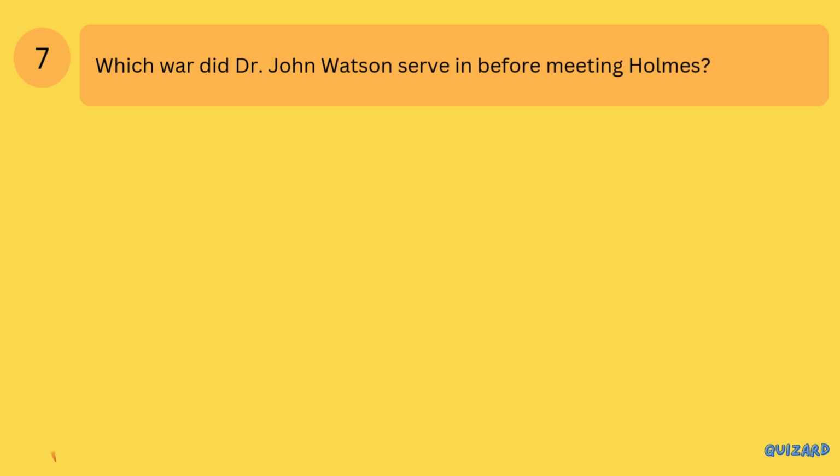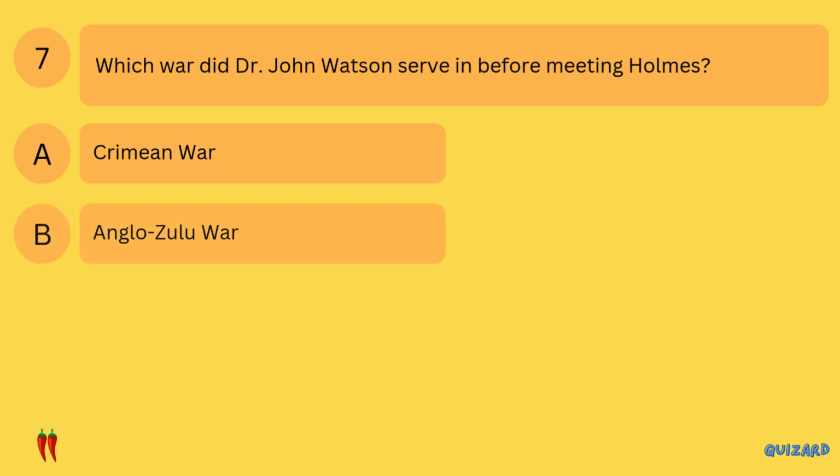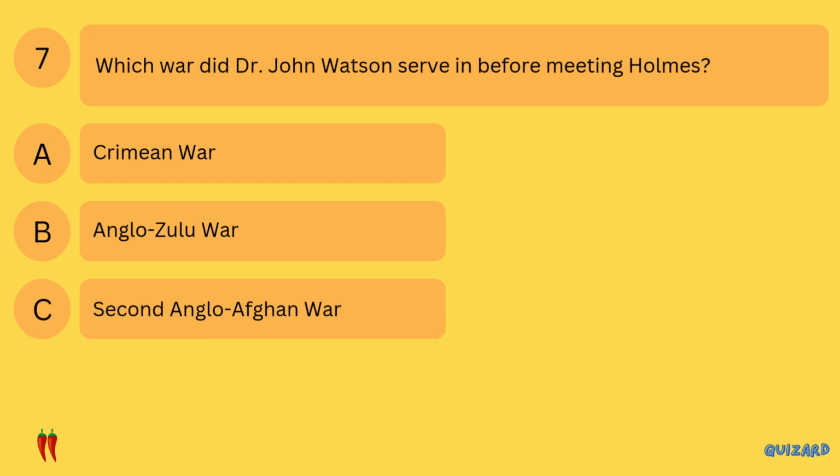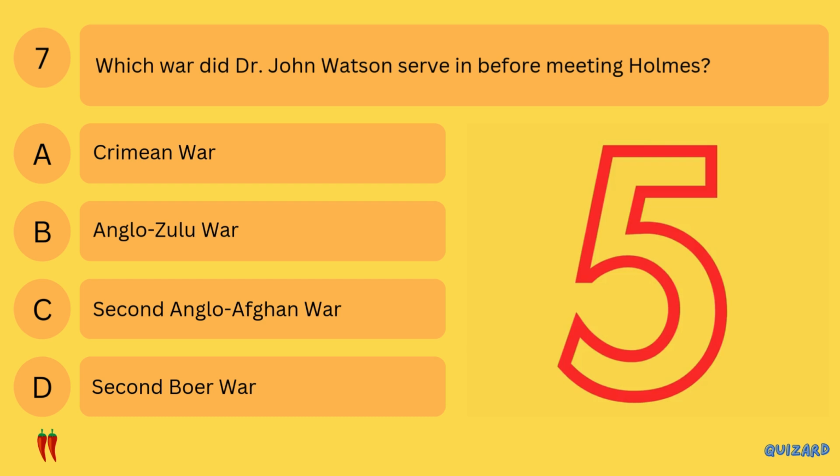Question 7. Which war did Dr. John Watson serve in before meeting Holmes? The options are A. Crimean War, B. Anglo-Zulu War, C. Second Anglo-Afghan War, D. Second Boer War.